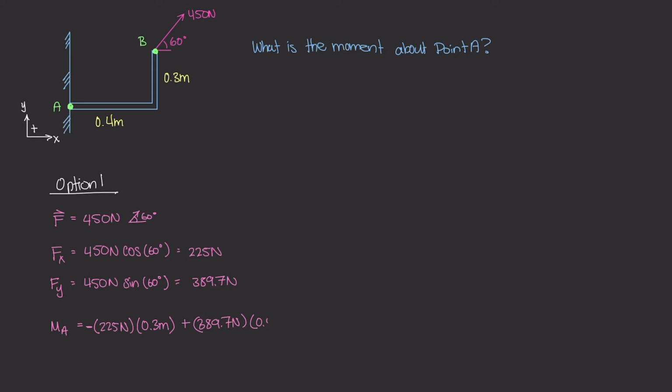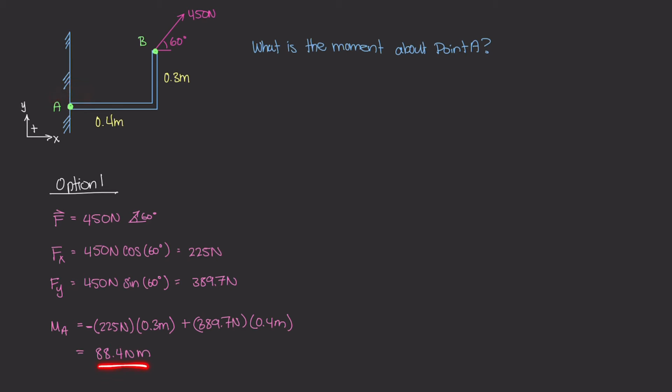So this times 0.4 meters. Now, if I do the algebra here, I'm going to get a value of 88.4 Newton meter. Because this value is positive, we know that the moment sum of both of these components, the y and the x component, is also going to act counterclockwise. The net moment is going to act counterclockwise.